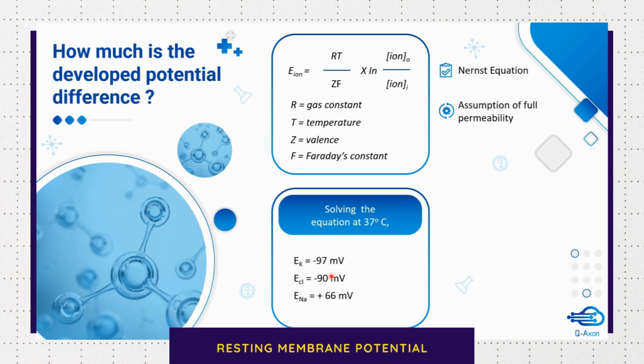However, suppose we consider another situation where the membrane is fully permeable only to chloride ions, right? In that case, the equilibrium potential for chloride, or resting membrane potential developed due to the chloride ions, will be minus 90 millivolt, while for sodium, it will be plus 66 millivolt. So for solving this equation, we have to input the concentration of these ions, and then we can solve the equation for only one particular ion.